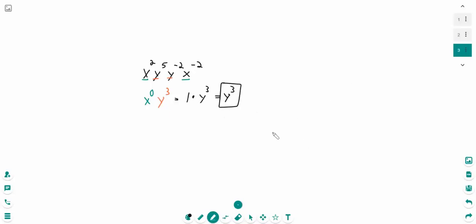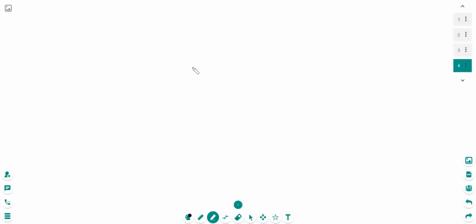Let's try another one here. How about, let's really go wild here. Let's try a nice complicated one here. Let's go with x to the fifth times y to the 0 z, e to the negative 3z, four.